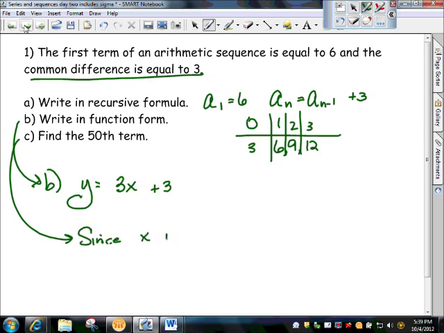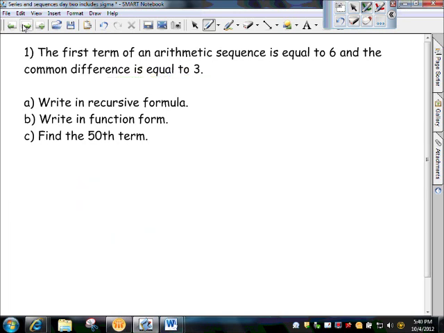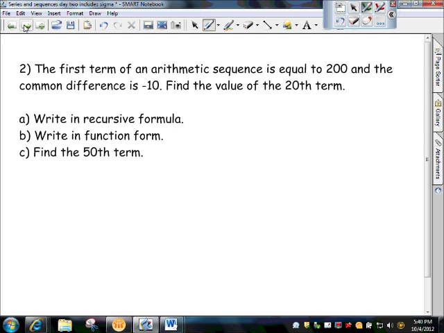So it's really easy to find the 50th term. If x is a term position, well then by golly, I'm just going to put 50 in for the x, right? So all you have to do is put y is equal to 3 times 50 plus 3. It's a lot easier to find the 50th term or any term if you just use the function form.